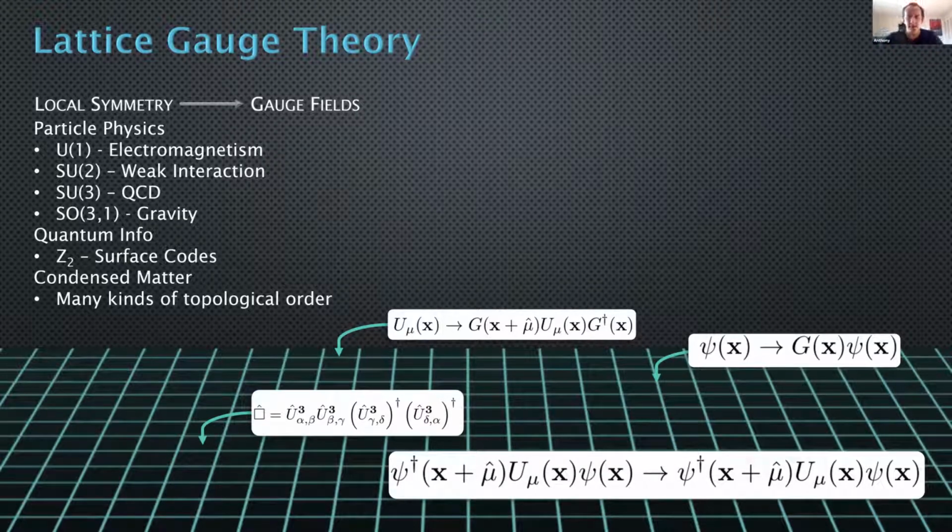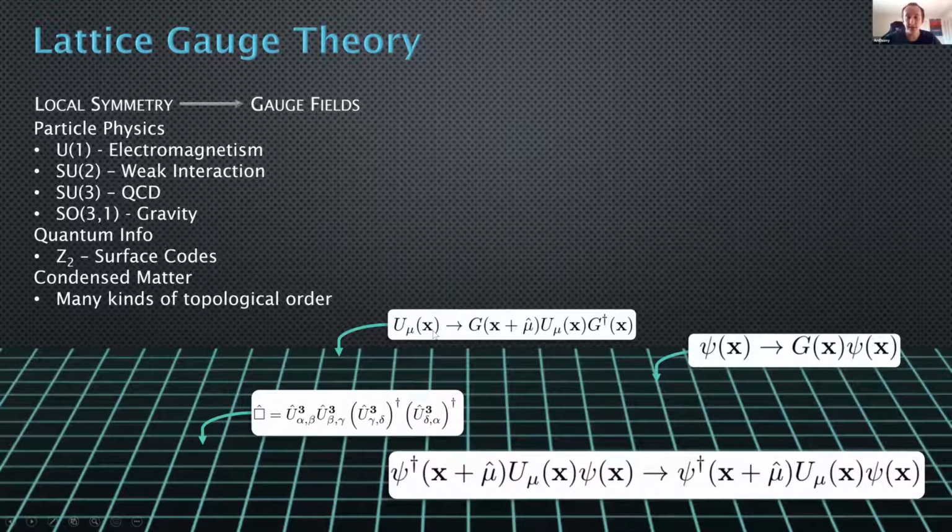We do that by placing our matter fields on the points of a lattice, where under a gauge transformation, or a gauge symmetry, they transform in this way, where G is some member of the gauge group. And to get terms in our Hamiltonian that are invariant under this transformation requires an introduction of link variables, which are the lattice analog of gauge fields.